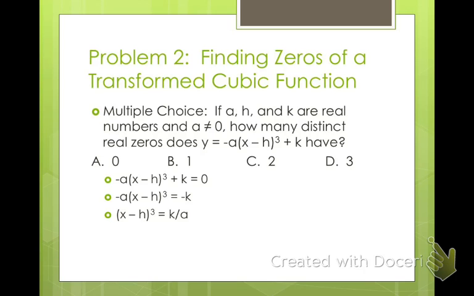Now to get rid of that cubed, we need to take the cube root of both sides. You get x minus h equals the cube root of k over a. And then you have to add h to both sides. So our possible solutions are only one. We can only have one real solution for this one. Alrighty.